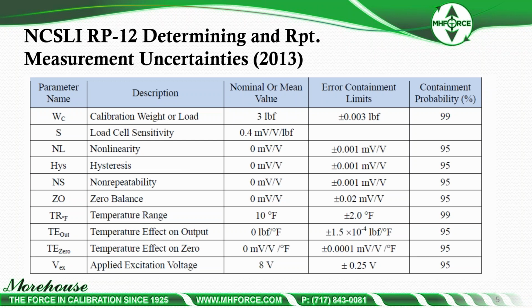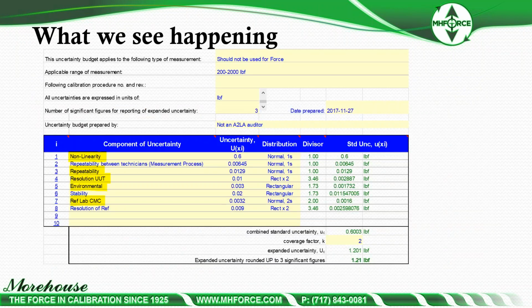If we look at NCSLI RP12, determining and reporting measurement uncertainties, basically NCSLI says, hey, put all this in your budget: calibration weight or load, load cell sensitivity. It says put all this in your uncertainty budget and go do that. And if we do that, we get something like this. This was a budget NRC Canada had put out, available free online, and this is what we see happening.